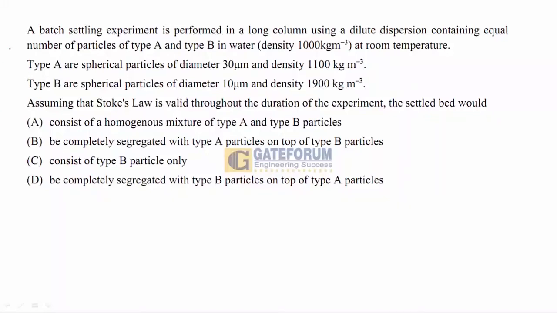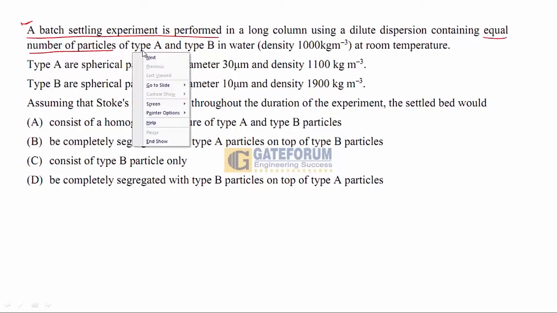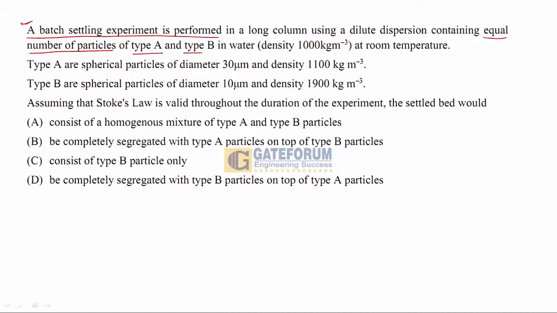Now let us solve this question on mechanical operations. The question says that a batch settling experiment is performed in a long column using a dilute dispersion containing equal number of particles. Okay, this data will be important for us. Equal number of particles of two types, let us say type A and type B, in water. So the medium for both types of particles was water, whose density is given to us, and the experiment was conducted at room temperature.